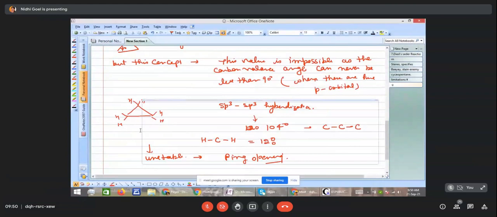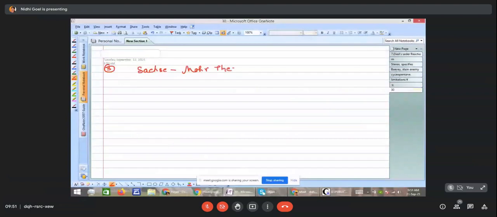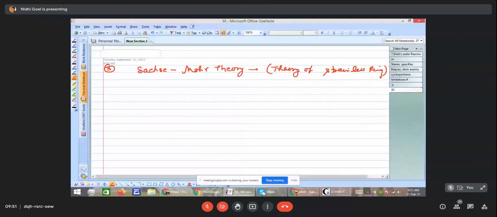After that, one more theory comes. This is the Sachse-Mohr theory, known as the theory of strainless rings. According to the Sachse-Mohr theory, higher member rings can become free from strain.